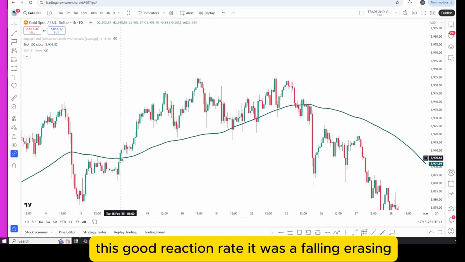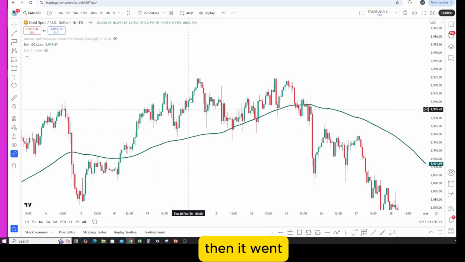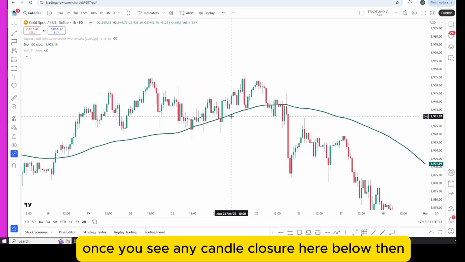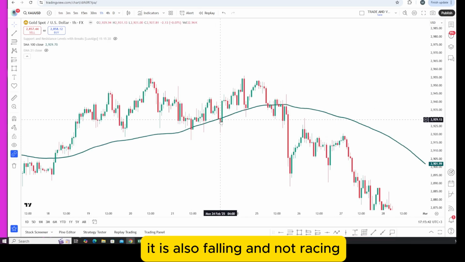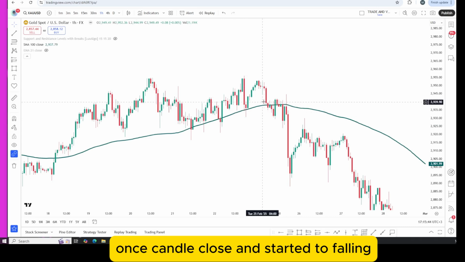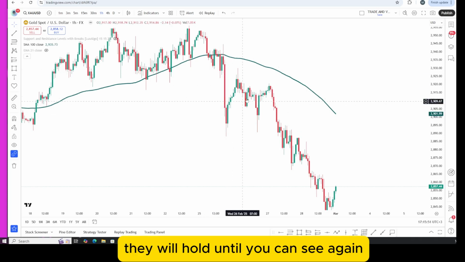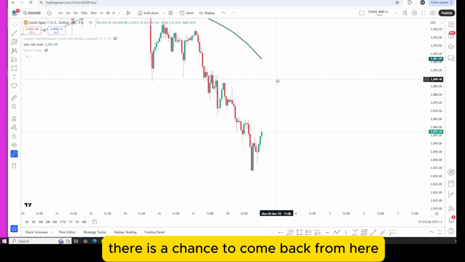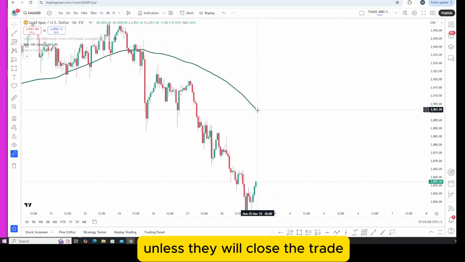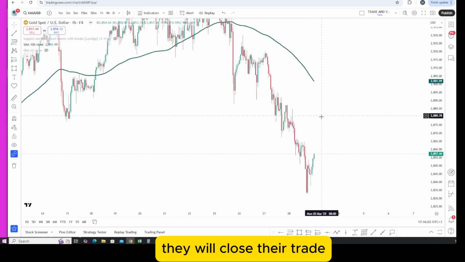It was a fall, then a rise. Once price is broken and comes back to here, then it went. Once you see any candle close below here, we will not plan for the sell. Why? Because it was falling and not rising. Once the candle closes and starts falling, see from here, the swing traders will hold until it comes back to here. There is a chance to come back from here, unless they close the trade. Any candle closing above here, then it starts rising, and they will close their trade.